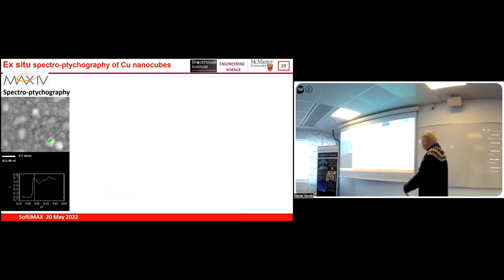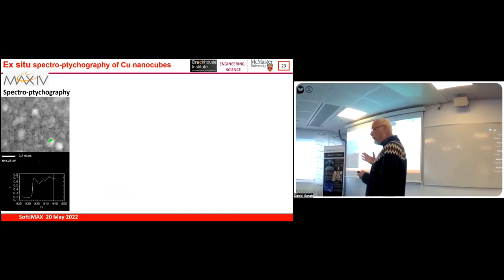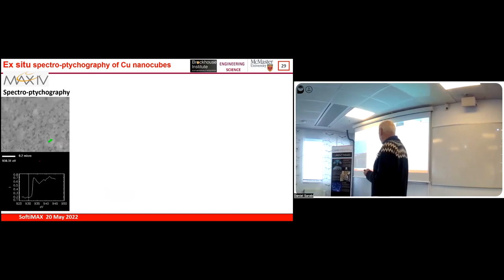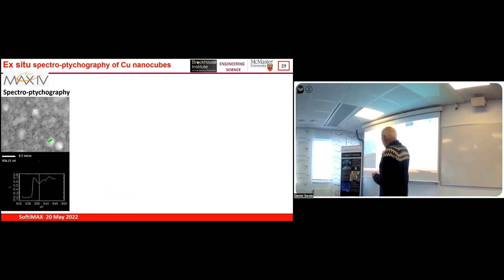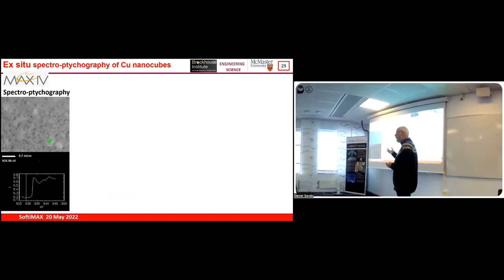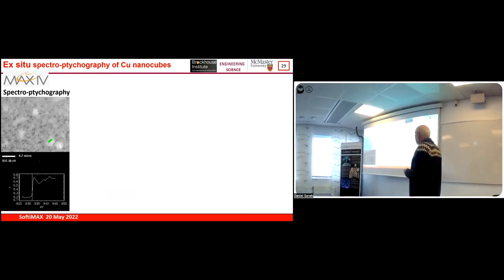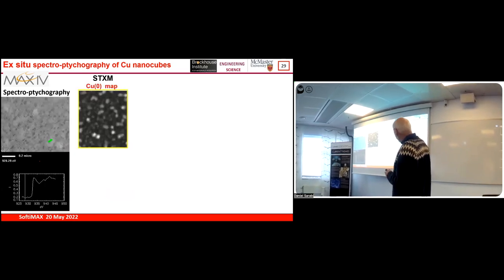Let's get rid of those boring sticks and stuff. So here is an example with a dry sample, the same sort of copper preparation. And what you see on that particular green area is a spectrum that's definitely copper zero, the same as before. And not the prettiest image, but it certainly has much better spatial resolution than the first one.